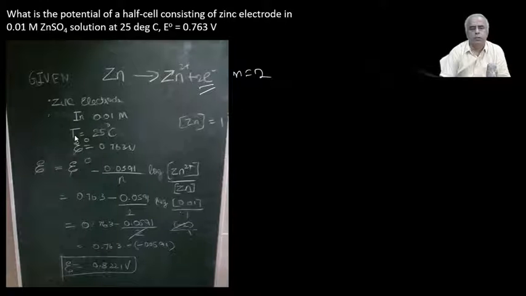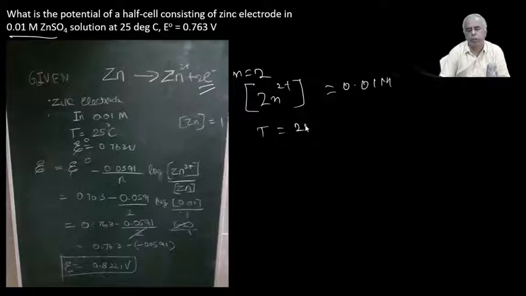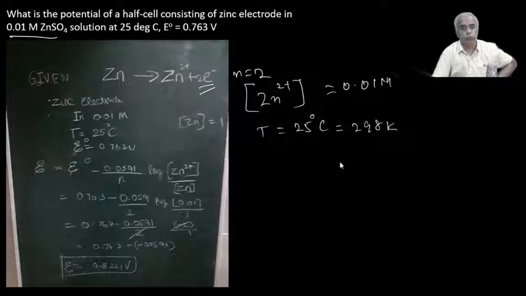And what is the concentration of zinc? The ZnSO4 zinc solution is 0.01, so the Zn2+ concentration is 0.01 molarity. So these are all the given parameters, and T is given as 25 degrees, so you have to convert this into Kelvin. So 298 Kelvin. Okay. And then, what about the E naught value? The E naught value is also given here. So E naught is equal to 0.763 volt. So all these parameters are given.